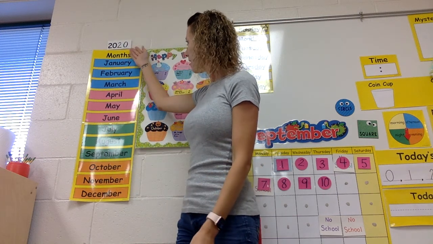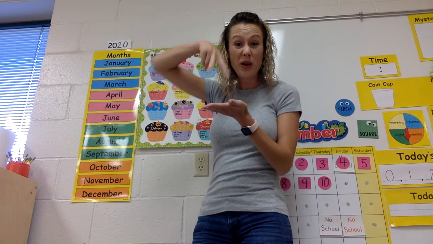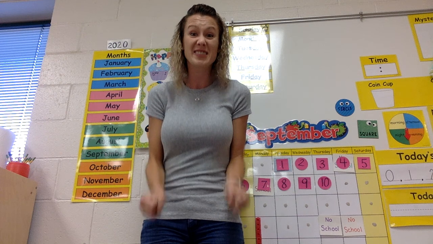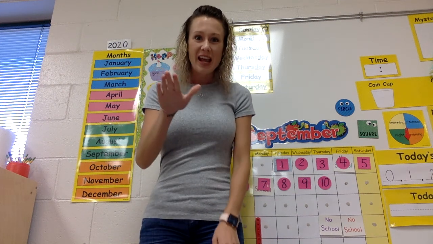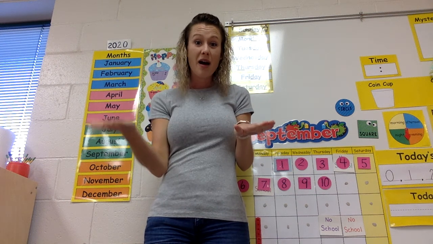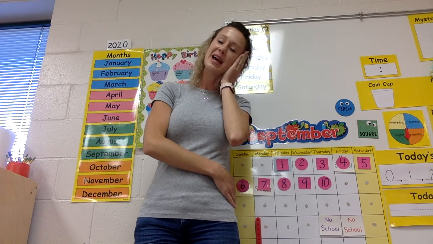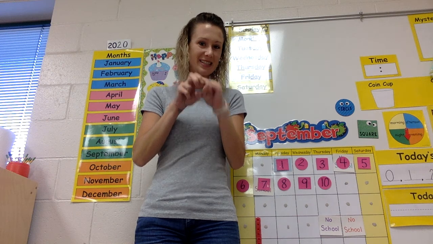Now, how many months are there in a year? There are 12. You can stand. 12 months in a year, and we are going to do our dance. Here we go. Are you ready? Set, go. January, February, March, April, May, June, July, August, September, October, November, December. Those are the months of the year. Good job. You can have a seat.